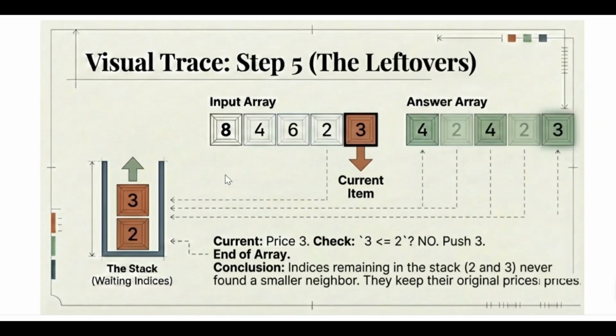We see 3. Is 3 smaller than 2? No, it's not. Then we add it to our stack. Stack stays like that. Nothing changes. And it ends up being like those 2 would not find a discount. So it ends up being like that.